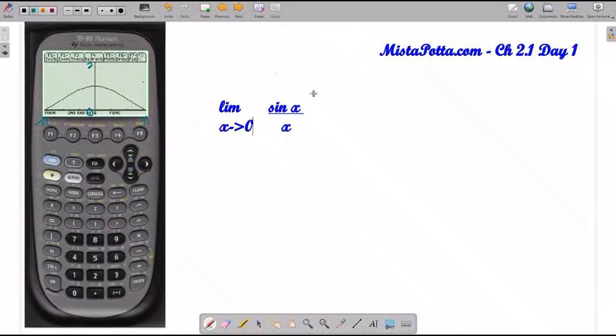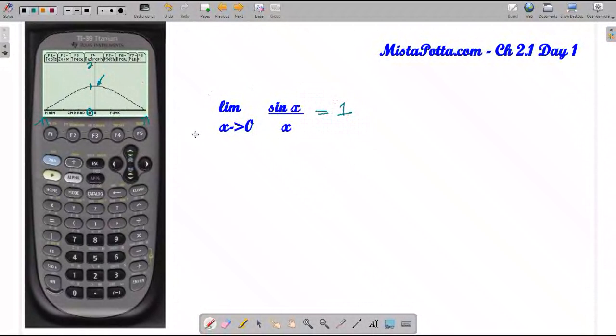And what I'm noticing here from the graph, it certainly appears that my function approaches the value of 1 as x approaches 0. And so we say that the limit as x approaches 0 of sine of x over x is equal to 1.